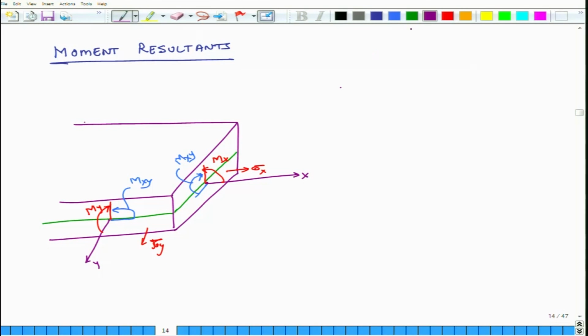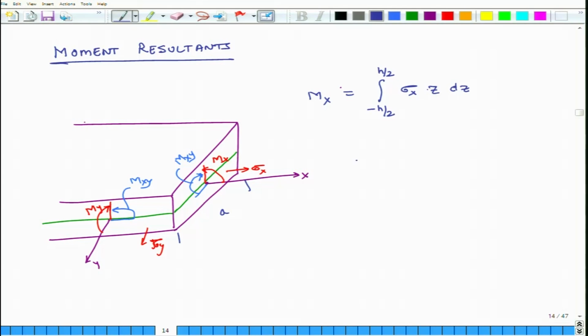It is basically an integral. We will write one relation: mx is equal to the integral from minus h by 2 to h by 2 of sigma x times the distance z, dz. That gives mx, which is moment per unit length in the x direction. Suppose I multiplied this by the entire length A, then it will be the actual moment.